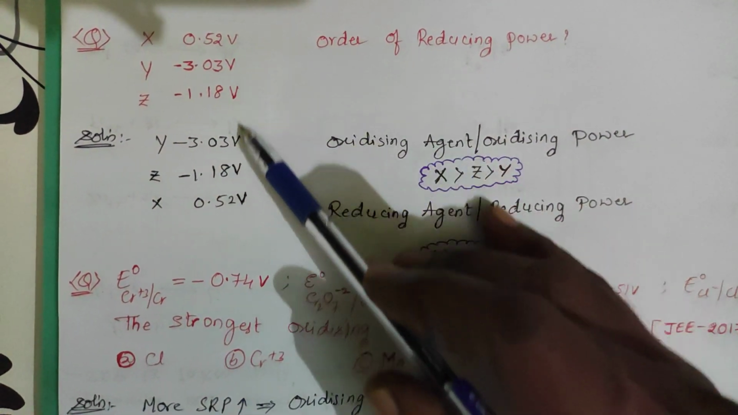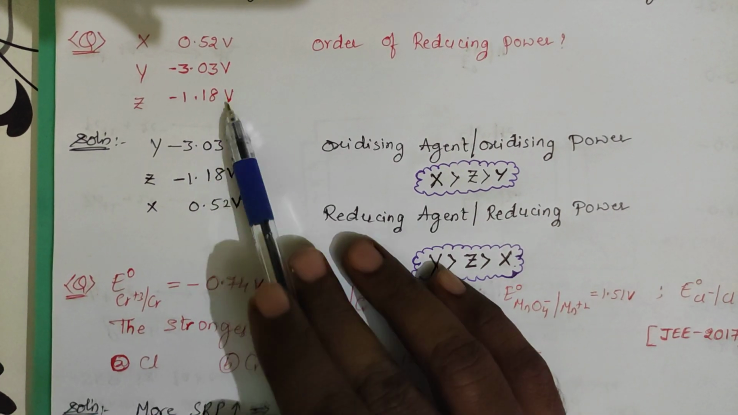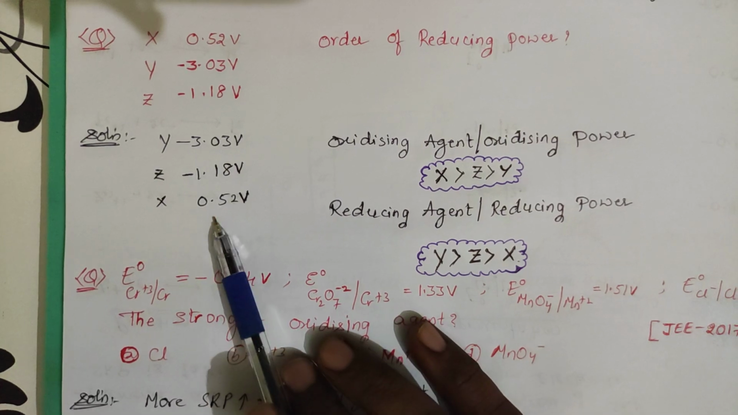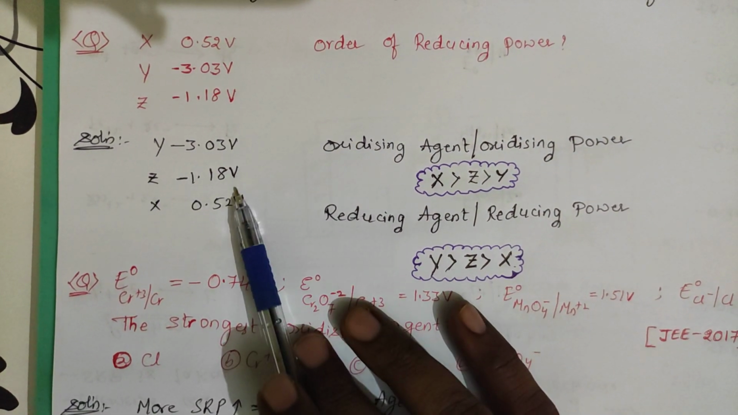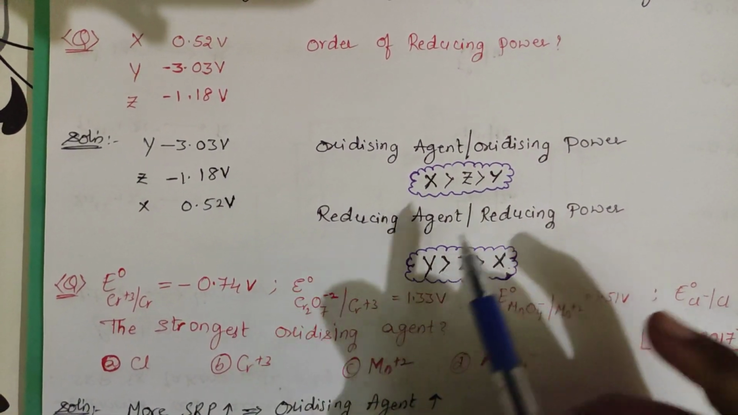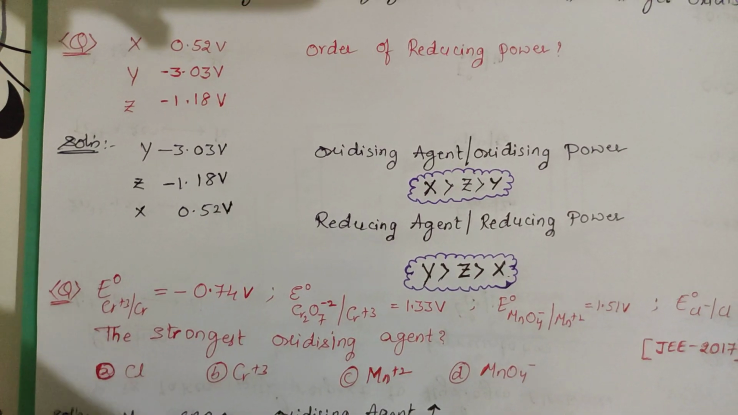Okay. Based on the values, Y is minus 3.03, and you are arranging with increasing SRP: Z is minus 1.18, X is 0.52. This is the order we generally write in the series. In our textbook it has been given in the reverse way, but 99% of textbooks will be in the same order that I have shown in my book.